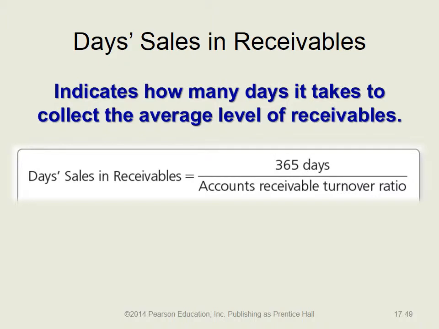Now, the days sales in receivables indicates how many days it takes to collect the average level of receivables. It is computed as 365 divided by the accounts receivable turnover ratio that we just calculated.